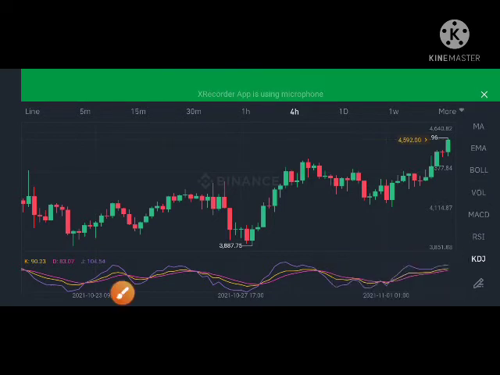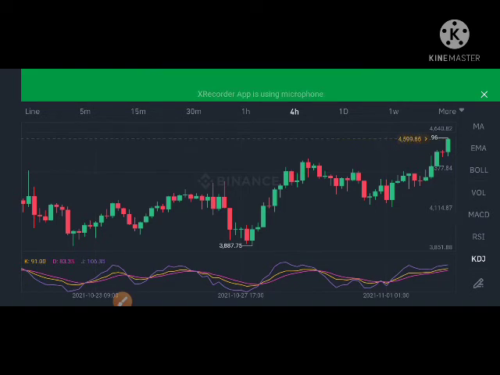What we are going to learn today is how to use this KDJ to spot an entry, to spot when to leave a trade, and to know the direction of a trade. Now, one thing you need to understand is KDJ is a leading indicator. It shows what is happening in the market at that instant. It is not a lagging indicator, just like the RSI and the rest.